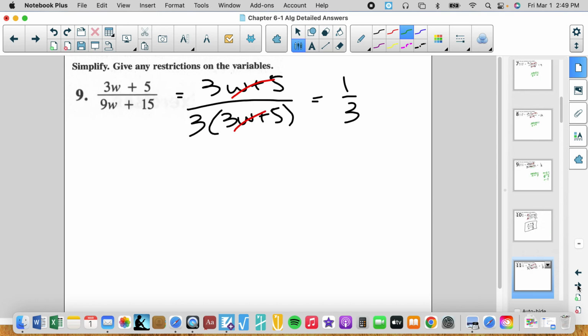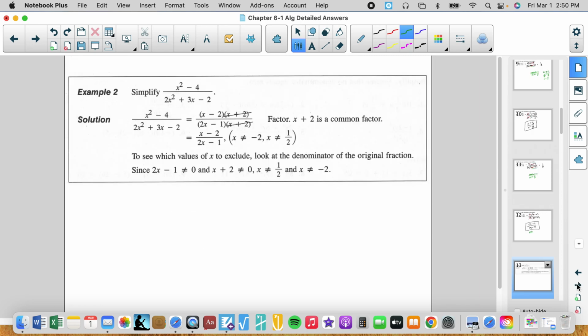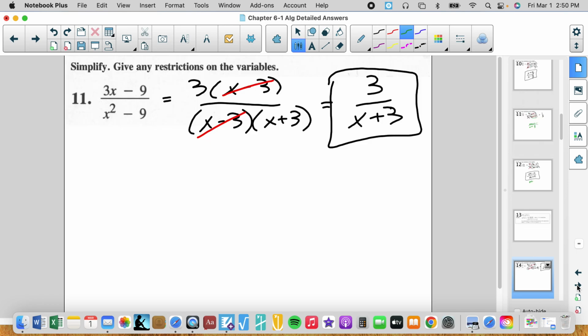Number 9, that's easy. It's one variable. So the restriction is going to be W cannot equal -5/3. And all we're doing is isolating from that. Restriction is, oh, here we go, 10. Yeah, of course. I don't know what the restrictions are. M and N can't be opposites of each other? I don't know. Exclusion, yep, we call them exclusions also. So X restrictions is X cannot equal ±3, meaning it can't be +3 or -3. Even though we canceled that one out, we still know that it can't be a value.